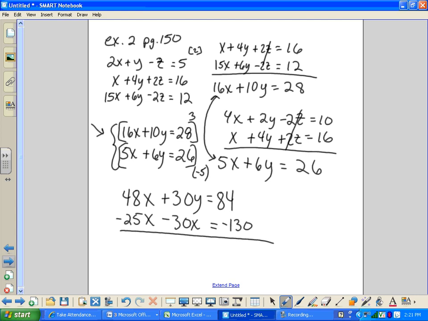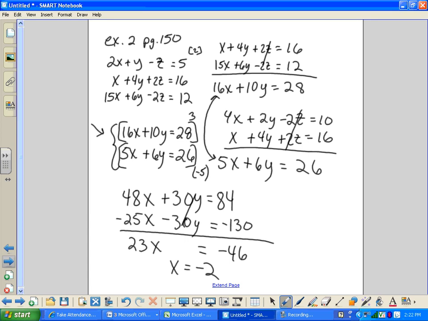So when we combine these, 48 minus 25, it's going to give me 23, so it'll be 23x. The y's here eliminate, and then 84 minus 130 is negative 46, and negative 46 divided by 23 would be negative 2. So I finally got one of the solutions here: x is negative 2. Now I haven't solved the 2 by 2 yet though. That's only one of the variables.